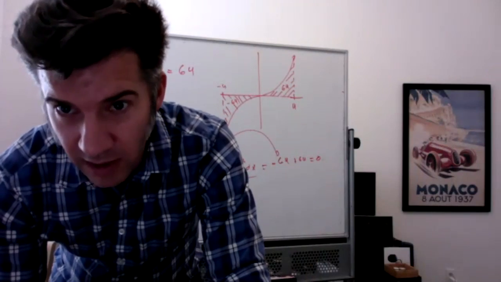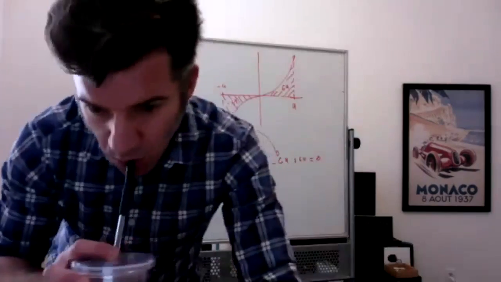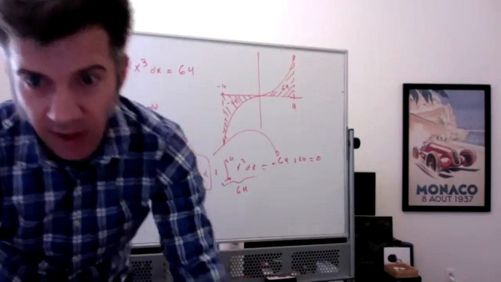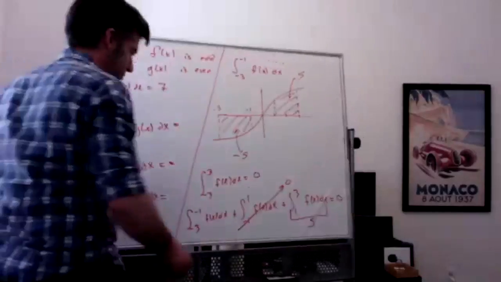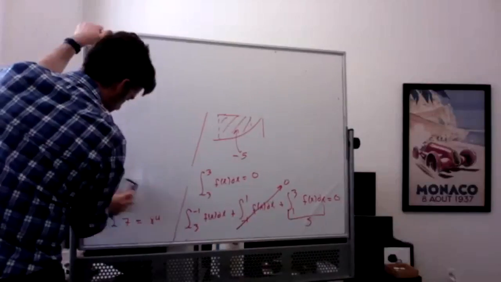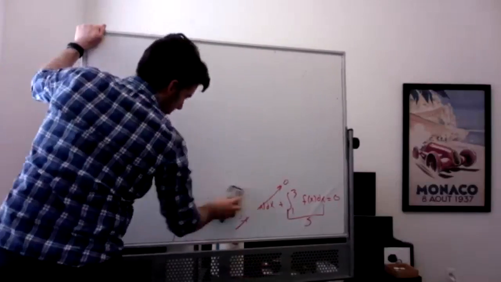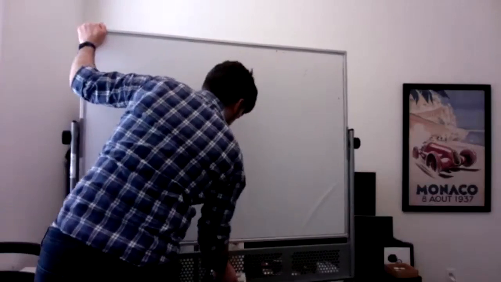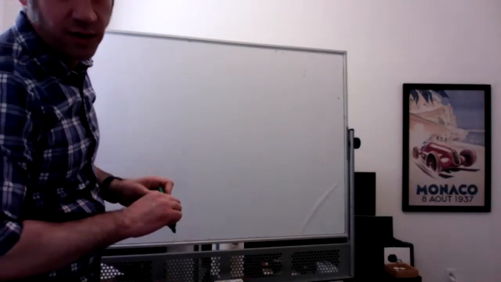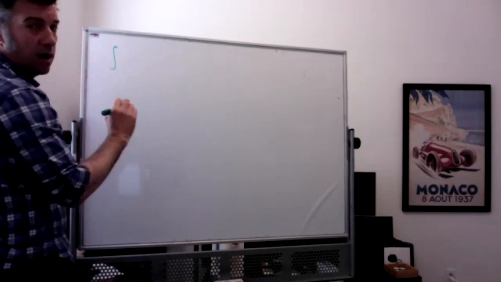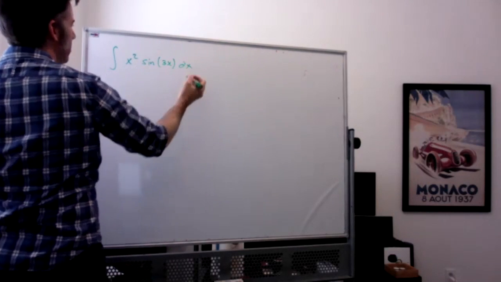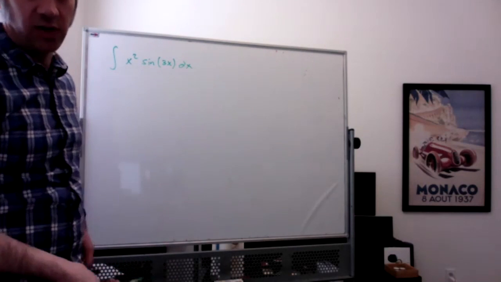So, more integration by parts. Let's revisit the tabular method, slash the vertical method. Let's look at the integral of x squared sine of 3x. And again, let's do this one the long way. We're going to do integration by parts.